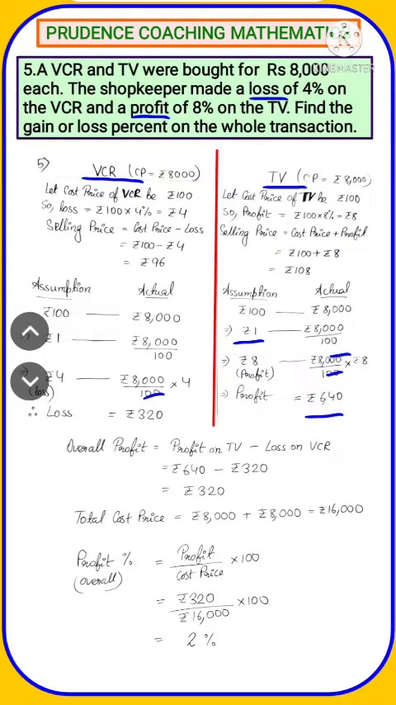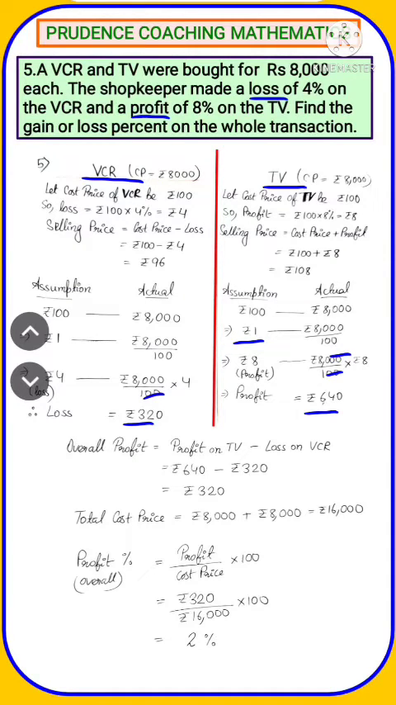Now students, we have calculated the loss amount and profit amount. As you can see, profit is greater than loss, that means there is overall profit. How will you calculate the overall profit? That is the profit 640, that is the bigger one, minus 320, that is loss. We need to deduct the loss from the profit. You will get 320, that is overall profit, the profit on the whole transaction. Now total cost will be rupees 8,000 for TV and rupees 8,000 for VCR, that is 16,000, or you can write 8,000 into 2, you will get 16,000 rupees.